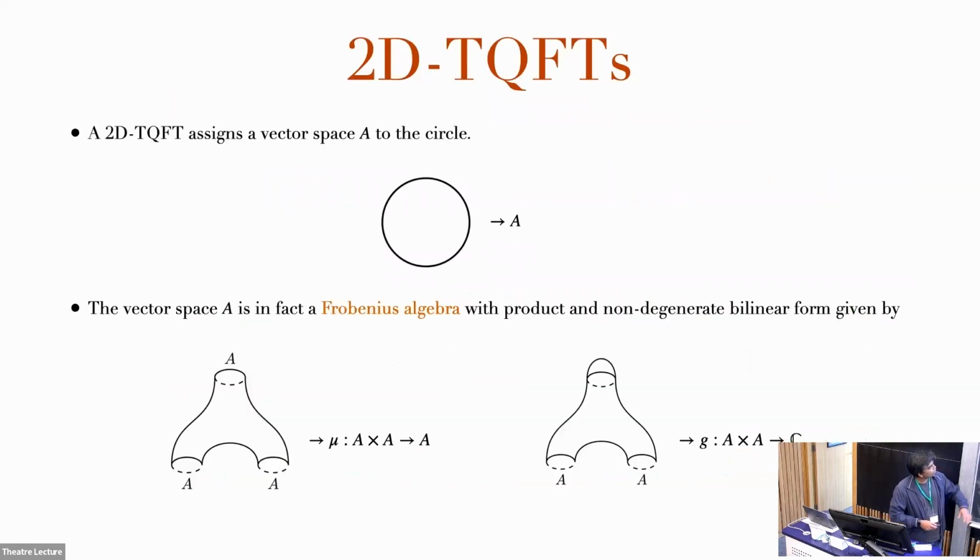So this will be about two-dimensional TQFTs. A 2D TQFT assigns a vector space, let's call it A, to the circle. And when we have cobordisms, it associates linear maps on this vector space. The existence of the pair of pants cobordism gives us a multiplication on this vector space, and there is a non-degenerate pairing. And you can show that this vector space is actually a Frobenius algebra. So we have a Frobenius algebra which gives us a 2D TQFT. And this Frobenius algebra will be more specific in my talk. The Frobenius algebra that we are interested in is actually related to a finite group.